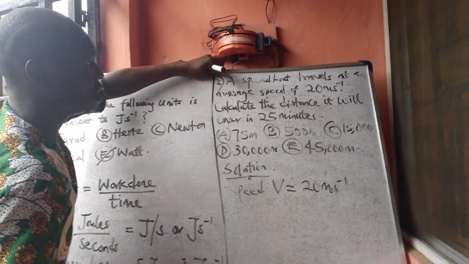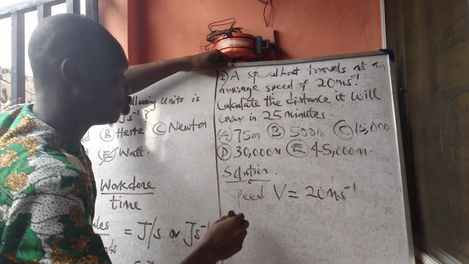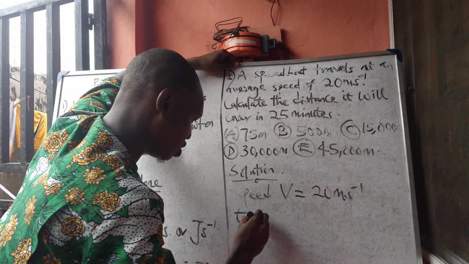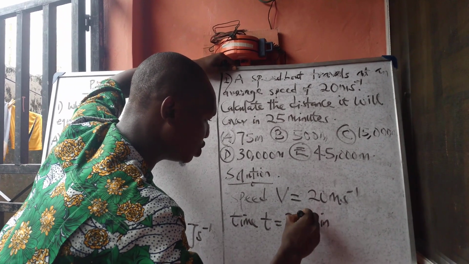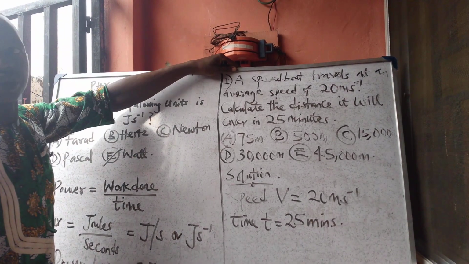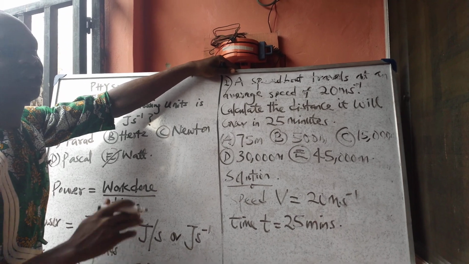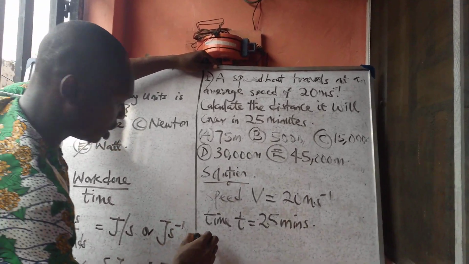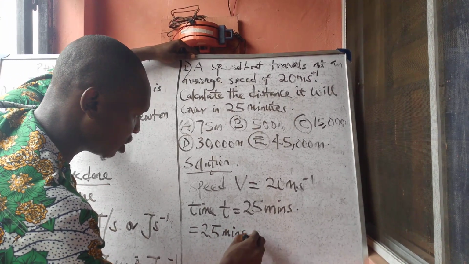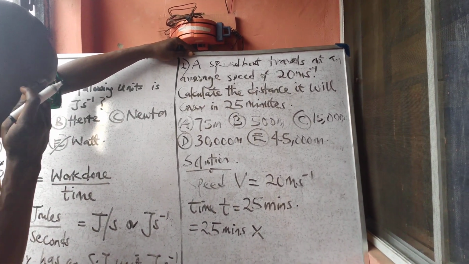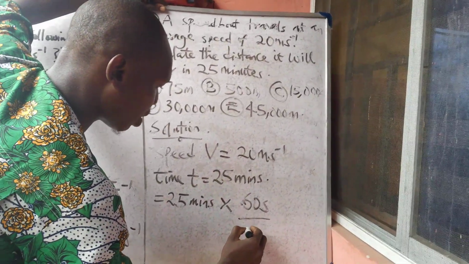And then the next thing you look at is the time. The time t is 25 minutes. Of course, you have to convert these minutes to seconds, which is the SI unit of time. Now, converting minutes to seconds, we know that 60 seconds make 1 minute. Now, this will be equal to 25 minutes times 60 seconds divided by 1 minute.